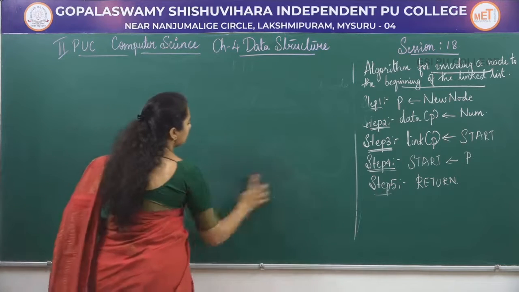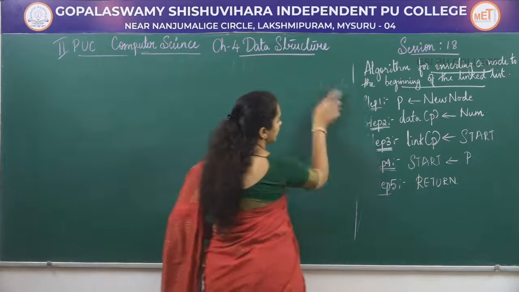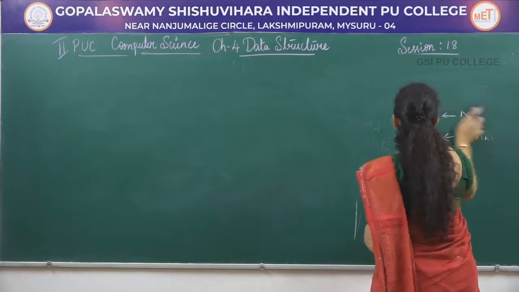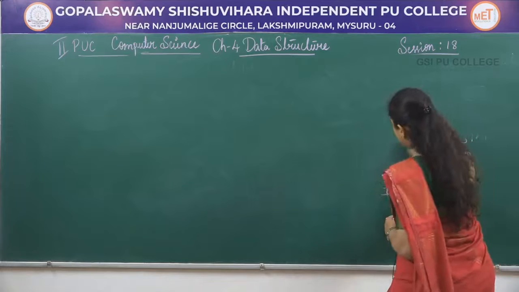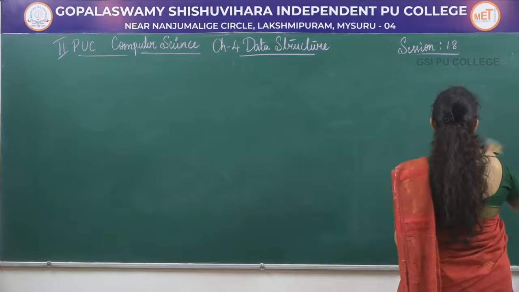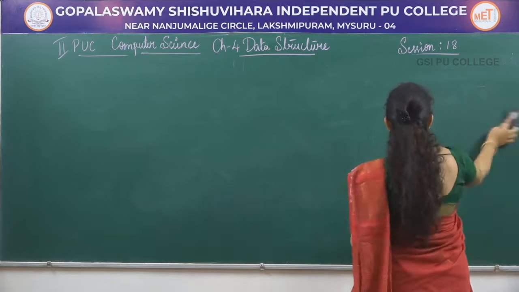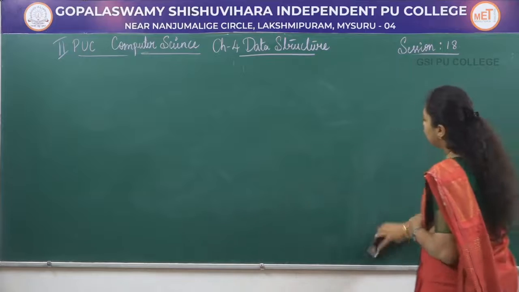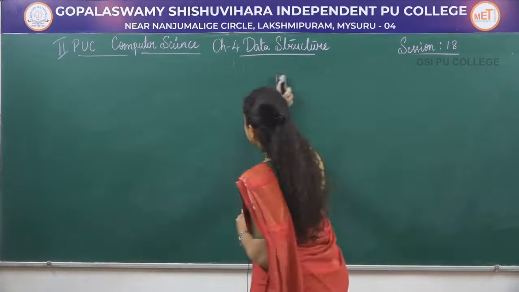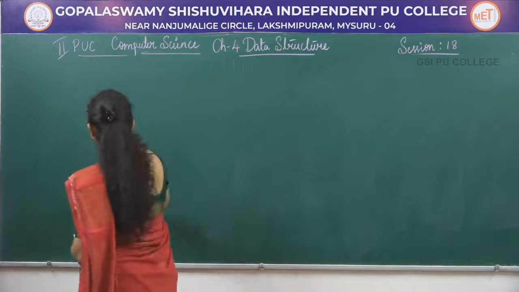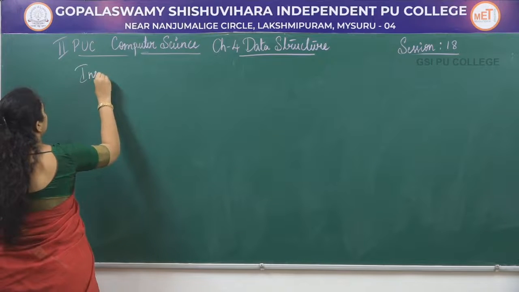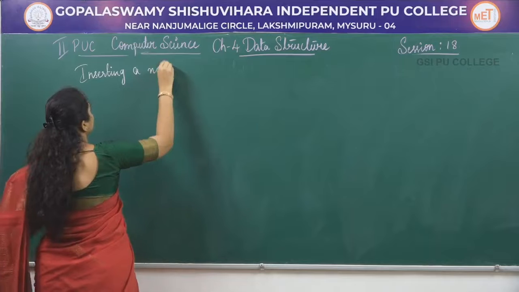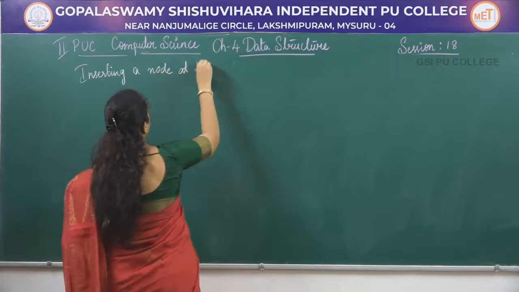So while inserting a node at the end of the linked list, first we have to create a new node. In the new node, in the data part, we have to fill the number, and in the link part, we have to mention null, which represents the end of the linked list. Inserting a node at the end of the linked list.